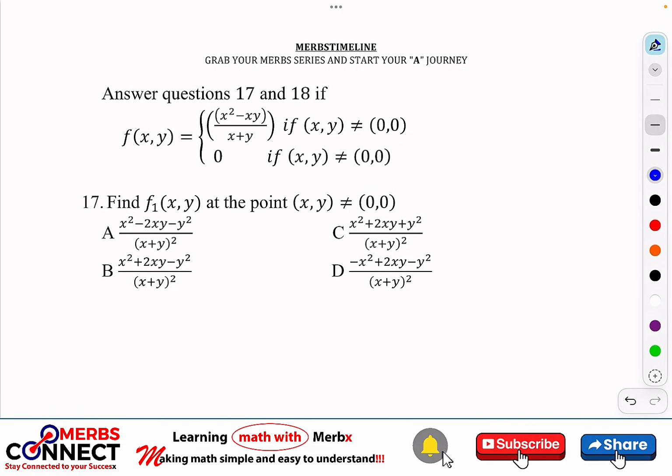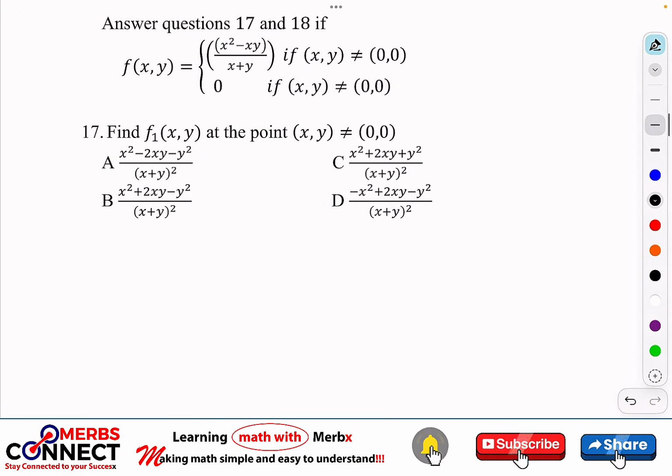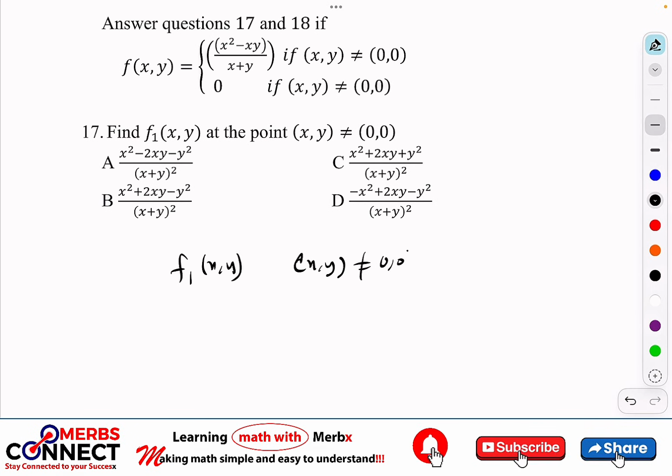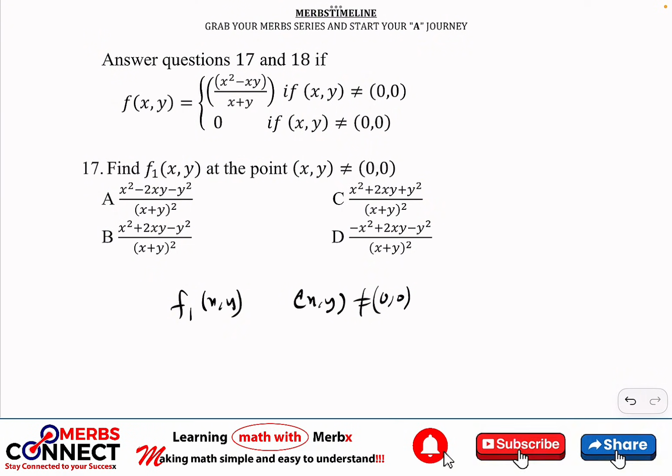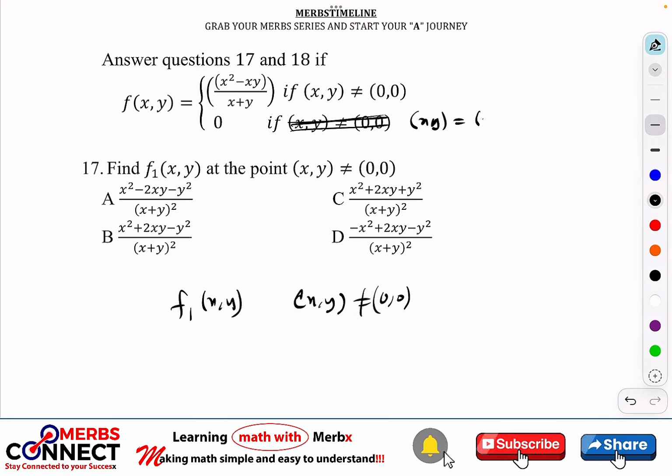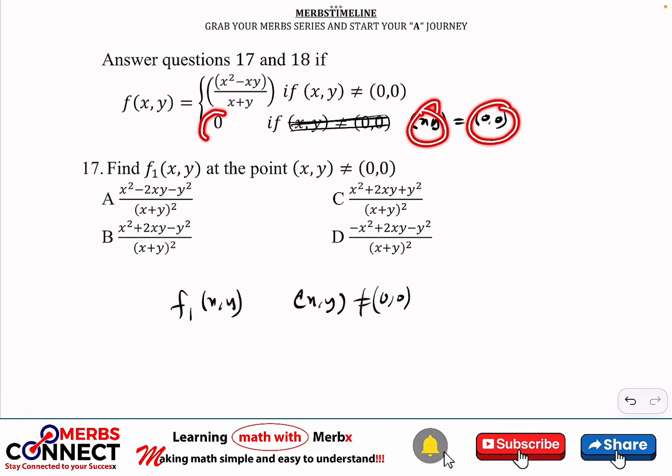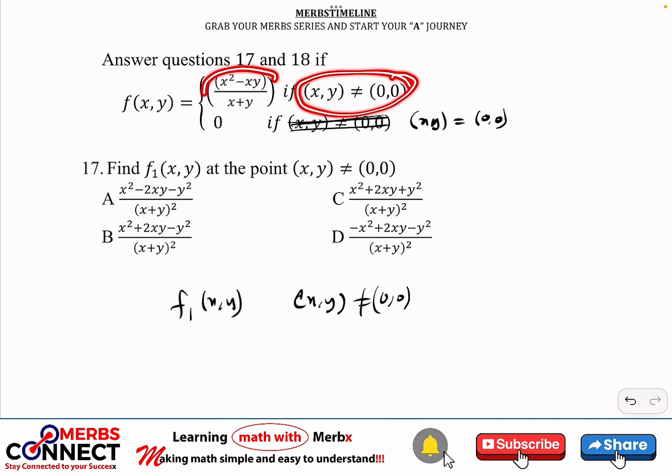Oh, nice. Question 17, we want to use the limit definition to do this. Or we can also differentiate it, right? So let's look at what we can do here. Now we need f1 of x, y where x and y is never 0. So looking at the function, okay, this is wrong. This is a typo. So this should be equal to 0, 0, right? So this is where the point should be. So when x and y is 0, 0, we have the function to be this. And when it is not equal to 0, we have the function to be this.